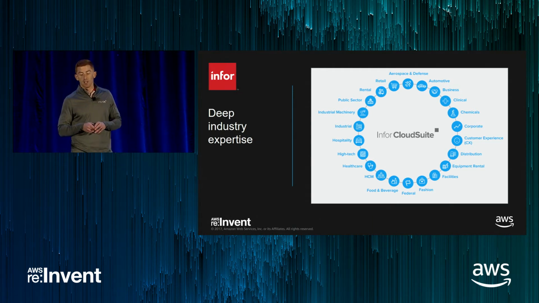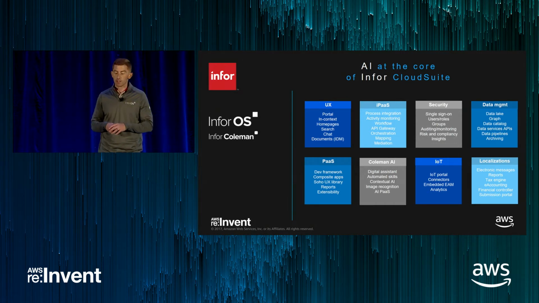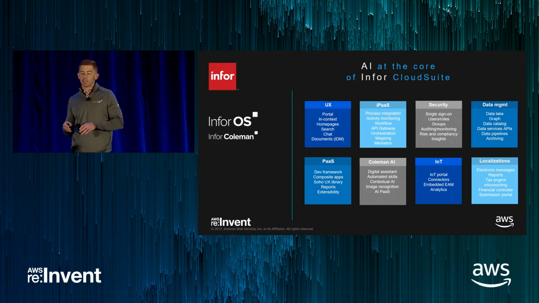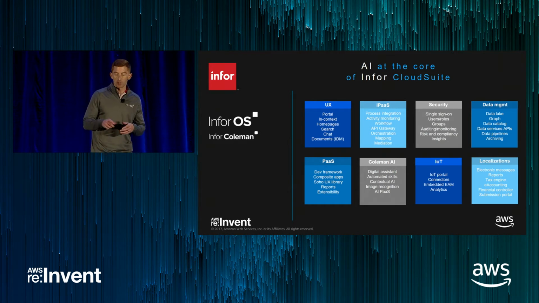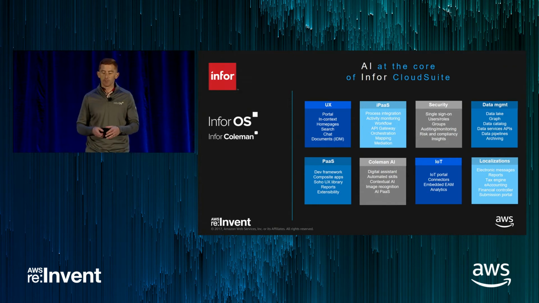But ultimately, what this means is that we are bringing intelligence to the core of every single one of our cloud suites. So across all of our cloud suites, we have one horizontal technology solution called InforOS, which is the group that Manju and I are a part of. InforOS is responsible for the core technology and user experience innovation across Infor, and comprises all the different products and themes that you see here, which includes social collaboration, workflow management, common security, IoT, etc. The Infor Coleman digital assistant with Amazon Lex is a part of this overall technology platform.